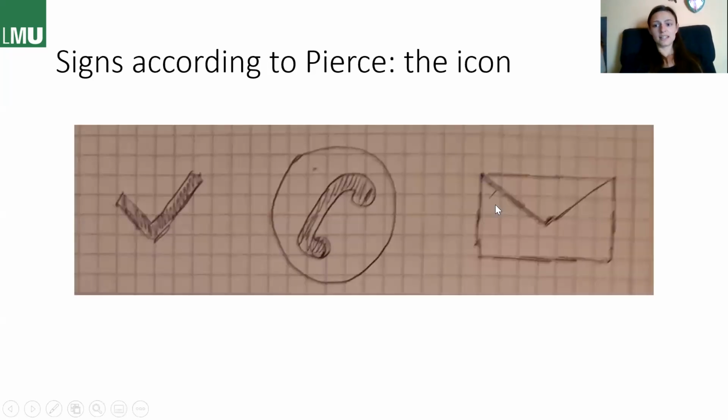Next up, we have the icon. And the icon, as you can see, is linked to what it represents by its visual similarity. So with this telephone symbol here, we have part of a telephone, or with the email symbol, we have an envelope, which is not quite an email, but which has to do with mailing. So I think you get it.